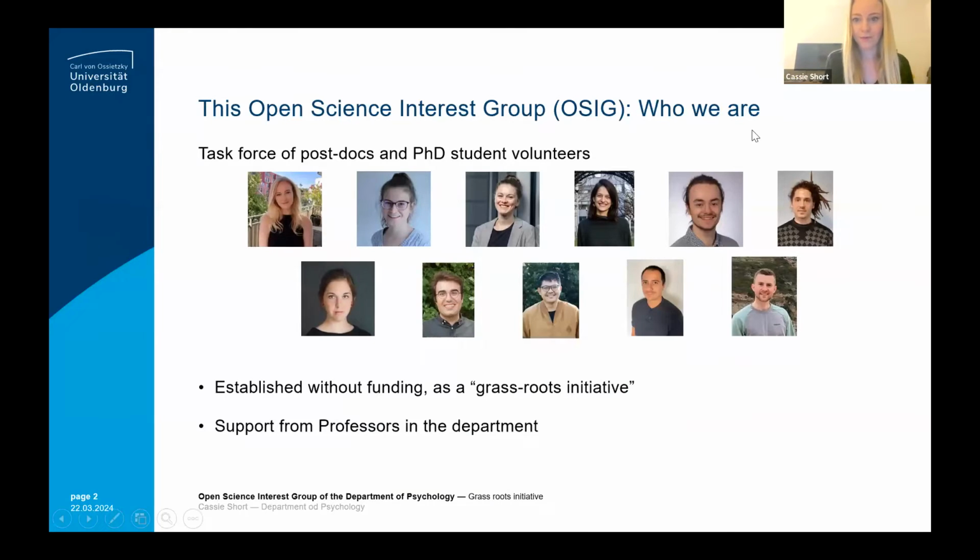So who are we? We are a group of volunteers of postdocs and PhD students. We consider ourselves a grassroots initiative because we're established without funding, and instead just our love of open science brings us together. However, I should mention, we do have a lot of support from the professors in our department, so we're not totally on our own.